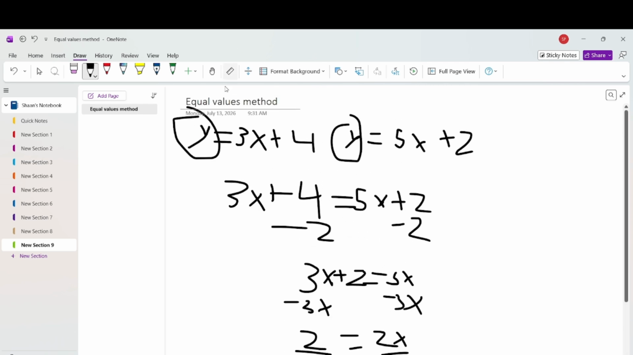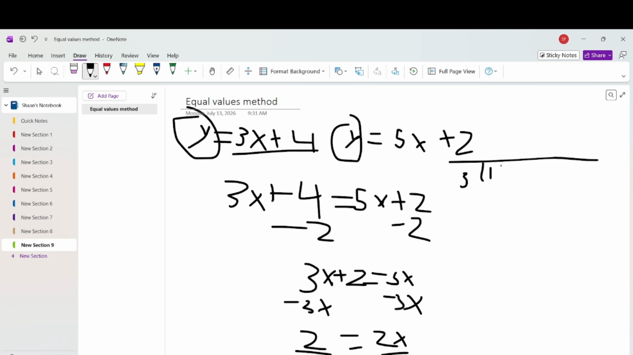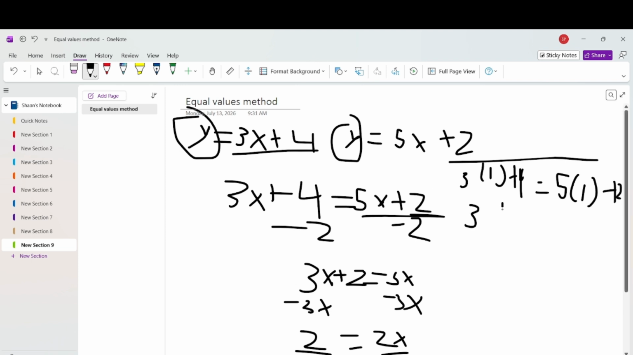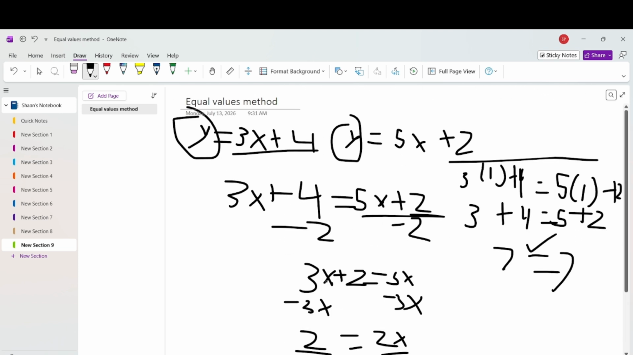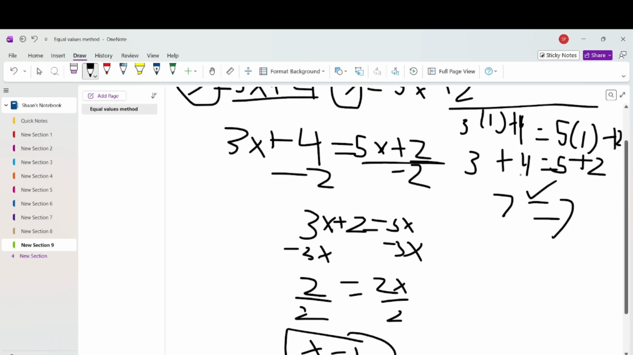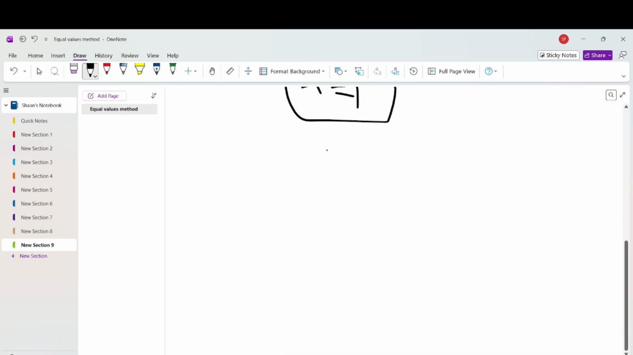So if we have x is equal to 1, let's plug it into this equation to start. I'm going to write it here, 3 times 1 plus 4, and that has to be equal to this equation right here. So that has to be equal to 5 times 1 plus 2. So 3 times 1 is 3 plus 4, the 5 times 1 is 5 plus 2. So 7 is equal to 7, which means our answer is correct. So that's how you use the equal values method, but let's go over it one more time using a different problem just for some more practice.